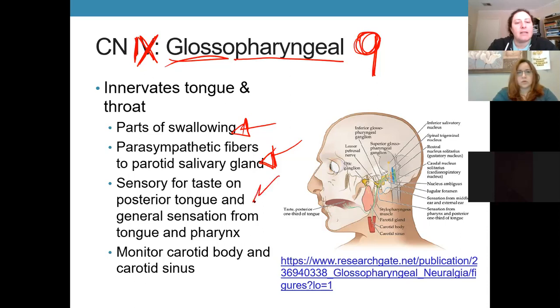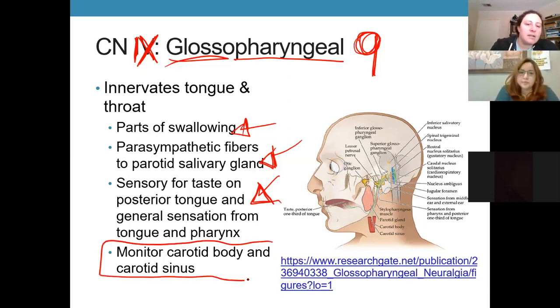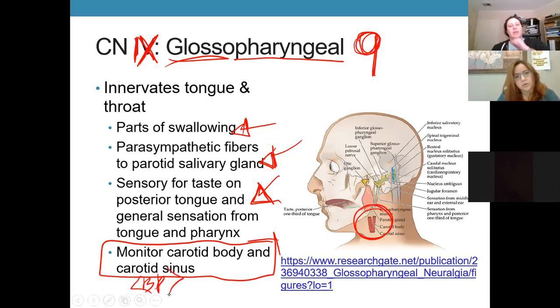The taste from the back of your tongue is carried by this nerve, as well as sensations to your mouth and your throat. This nerve also monitors the carotid body and the carotid sinus, which are part of how we monitor blood pressure. We'll talk about that more when we get to autonomic. So this nerve does a lot of stuff, but it's mostly in the mouth and throat area, okay? We've moved away from the face itself, and we're going internal and back. There is a general map to this.